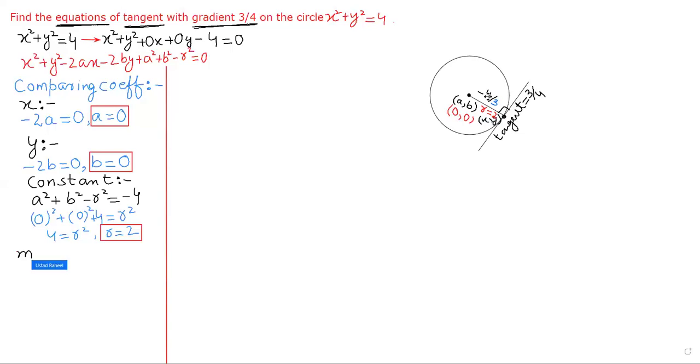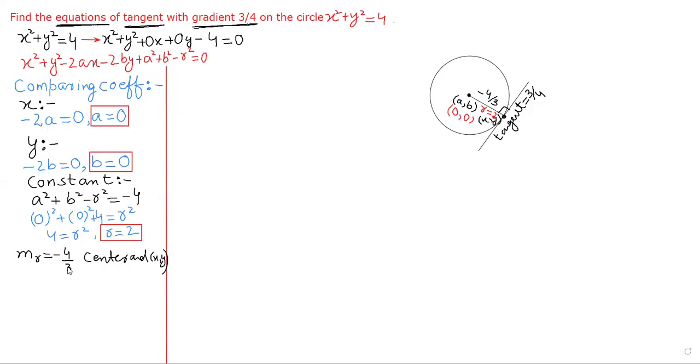Gradient of radius is -4/3, which was calculated between center and x, y. ठीक है, मैंने सेंटर और x, y के दरमियान में जो ग्रेडियंट निकाला है, दैट इज कमिंग -4/3.